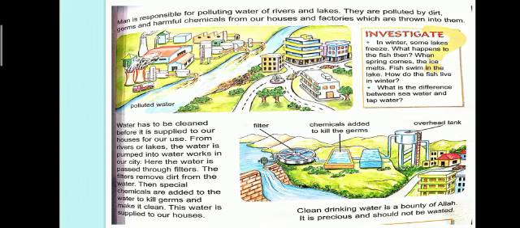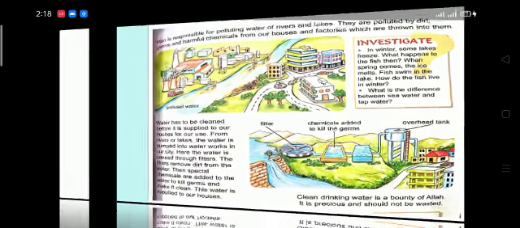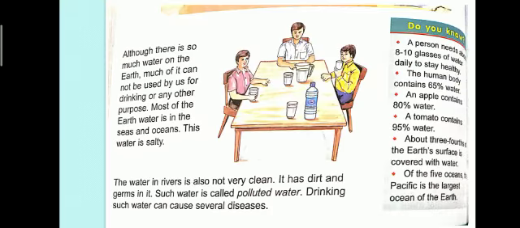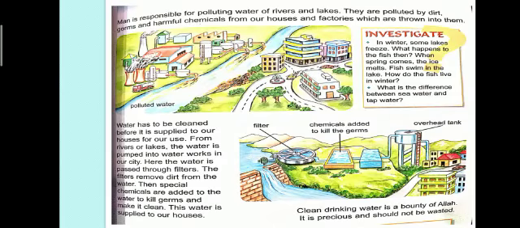So you can easily see in this picture that these are the houses and they are throwing the garbage into the water. This is a factory and they are throwing their extra waste into the water. That is why this water body, or you can say this lake or this river, is getting polluted.